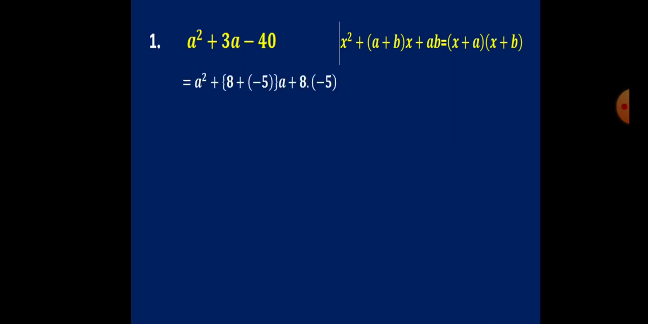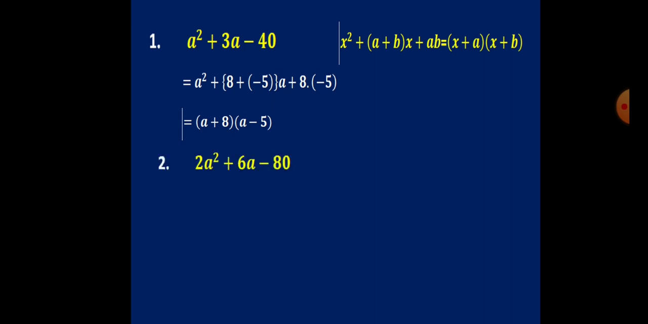So let us see this. As you can see, 3 can be written as 8 plus minus 5. That means 8 minus 5 is 3, and minus 40 can be written as 8 times minus 5. So you can see that this fits into the identity of (x plus a)(x plus b), with a as 8 and b as minus 5. So it is (a plus 8)(a minus 5). Okay, it is done. Let us go for the second one.